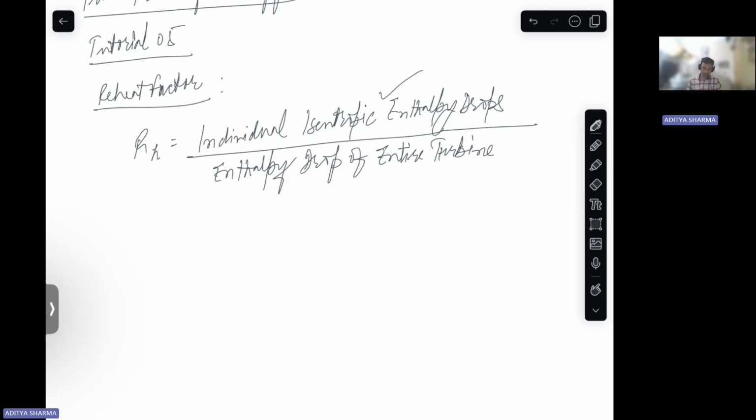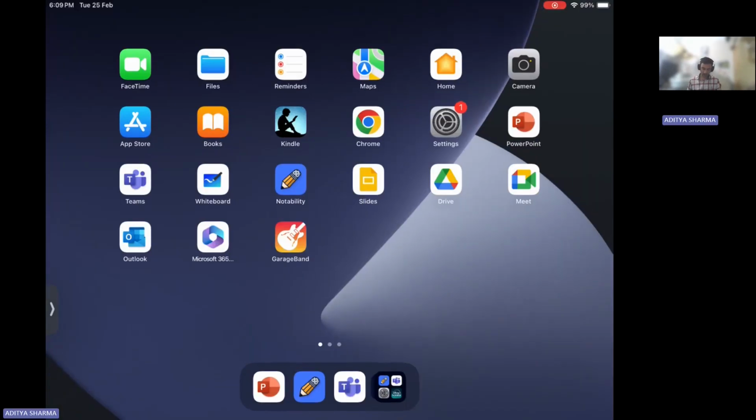This has been quantified using the reheat factor. The numerator is for the different steps: you accumulate the enthalpy drops for the different steps, and the denominator is for the single step, if the expansion takes place in just a single step. So this is your reheat factor.